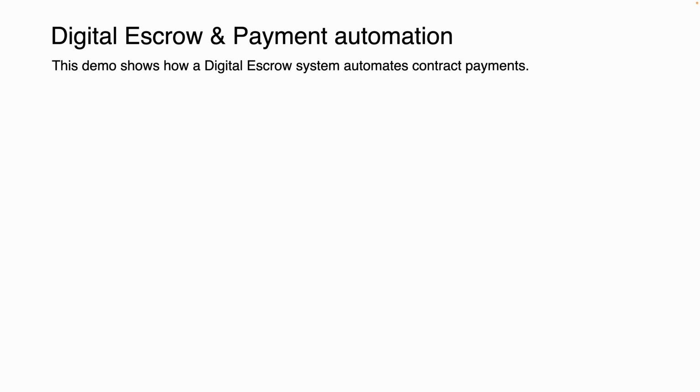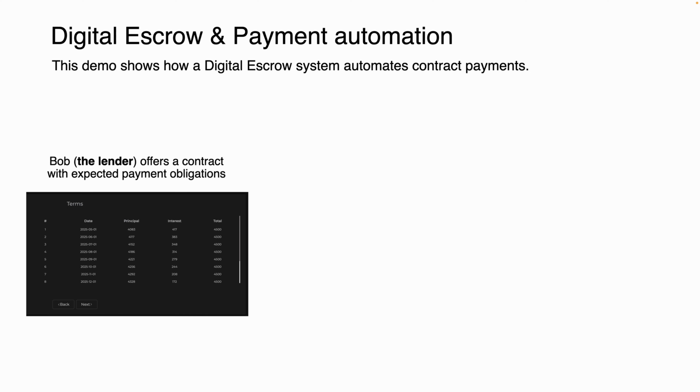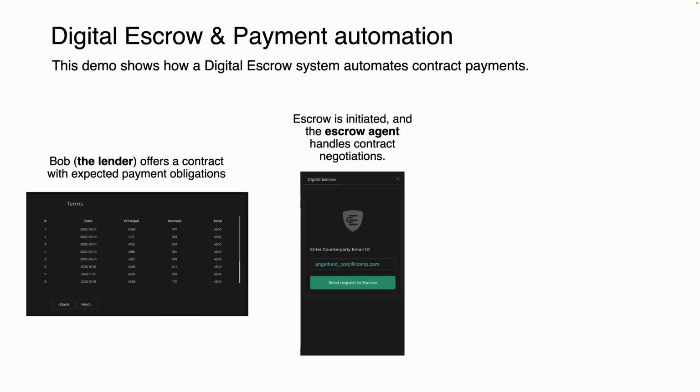The second demo I have here is the case of a digital escrow and payment automation. This demo shows how a digital escrow system automates contract payments. And this is how it works. Bob, the lender, creates a contract with payment terms and sends it to the firm. The escrow is initiated, and the escrow agent handles the contract negotiations thereafter.